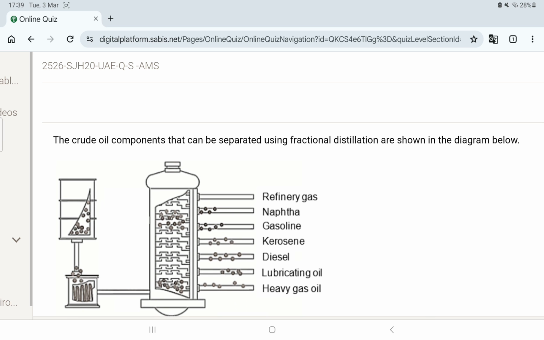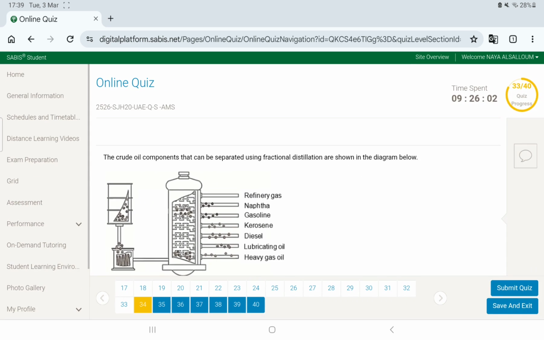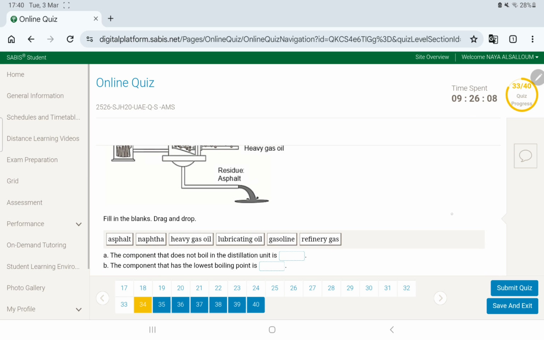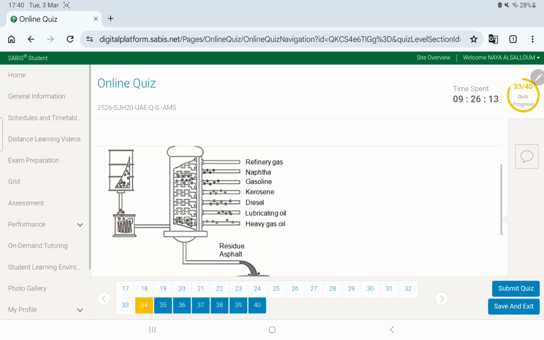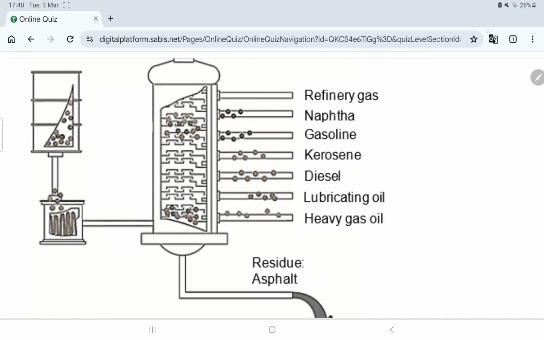Let's see here. The crude oil components that can be separated using fractional distillation are shown in the diagram below. The component that does not boil and the component that has the lowest boiling point. Okay. Let me see. Okay, like this. Now, let's say here we're gonna do this. Here is the solution. In this case, the crude oil.